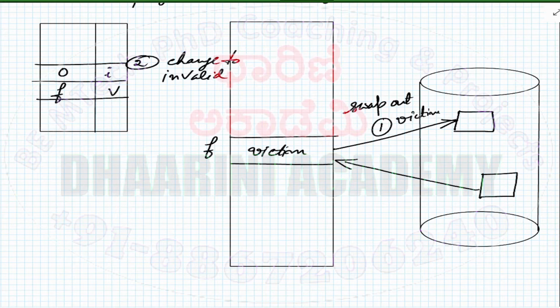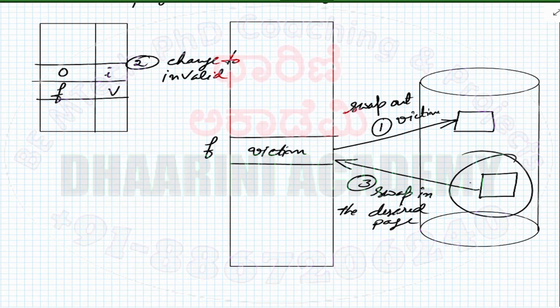You swap out this, and when you move this out of the memory, we know that it's no more valid. And when the memory is not valid, I have to update that on my table first. So that's why I make it invalid. Then I'll come to step number 3. Step number 3 is swap in the desired page. You can see that this is the desired page which we are trying to bring into the memory. All right, so now that's done.